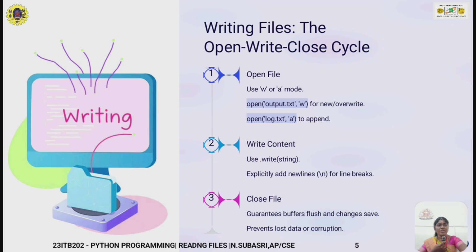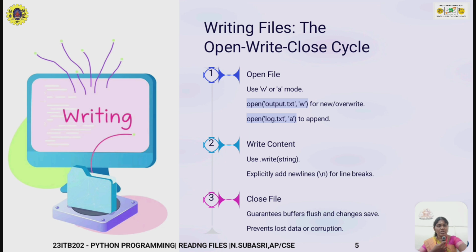So for writing a file, the commands we use for open, write and close are given here. For opening the file, use W or A mode. A mode, which we have already seen, is for appending to the file. W is for writing and A is for appending. To open a file, you have to use the open command. To write content inside the file, you use .write of string.